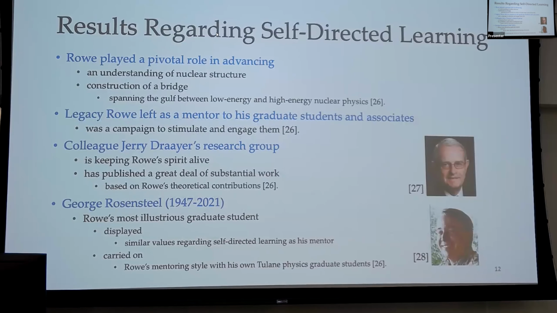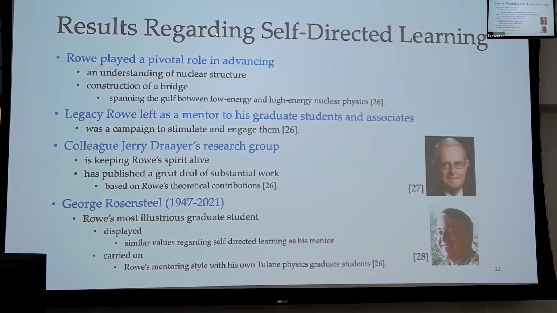Jerry Dreyer just published this great paper about the results of David Rowe, so a lot of this is taken from what Jerry Dreyer published. David played a pivotal role in advancing an understanding of nuclear structure and bridging the gulf between low energy and high energy nuclear physics. As a mentor for his graduate students, he was a campaigner for them. And Jerry Dreyer's research group is keeping David Rowe's research spirit alive.